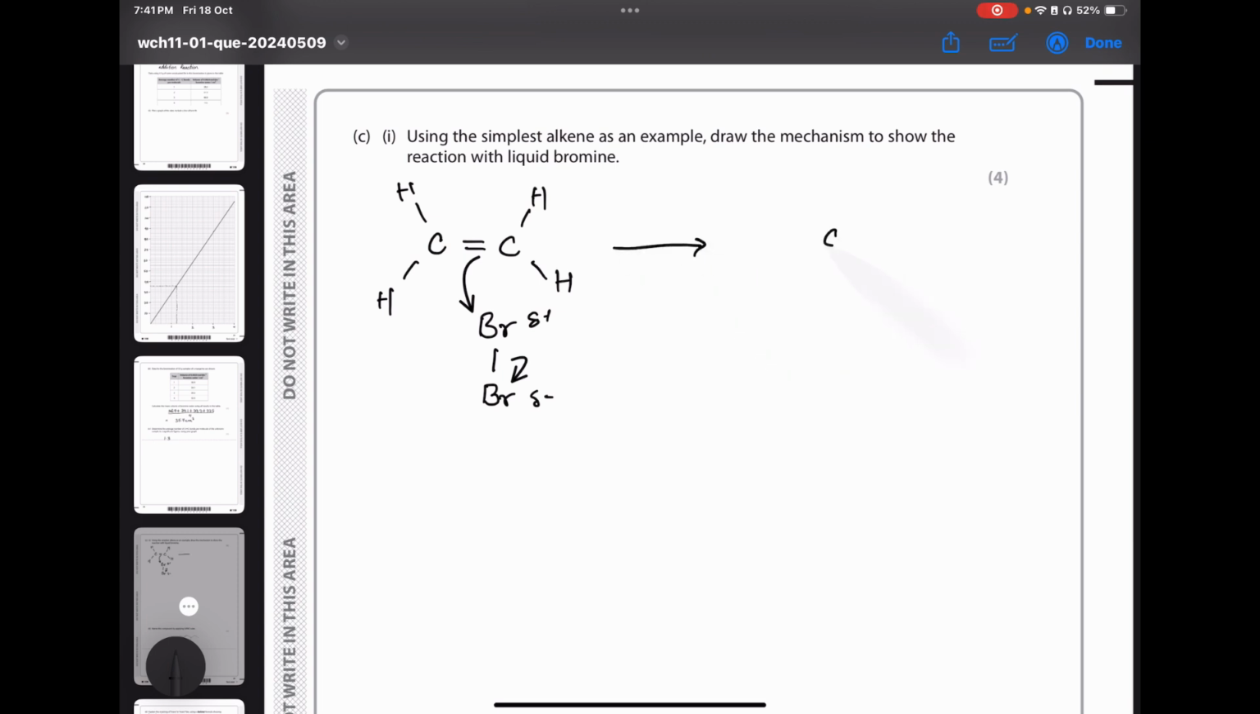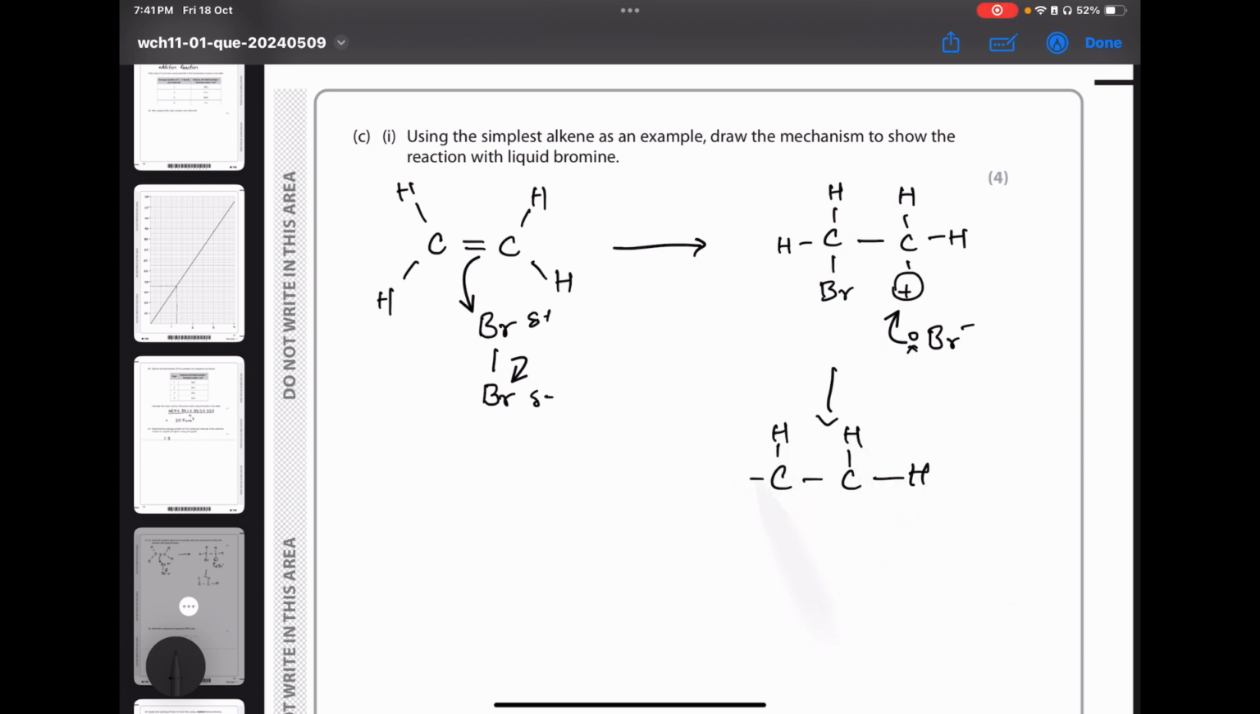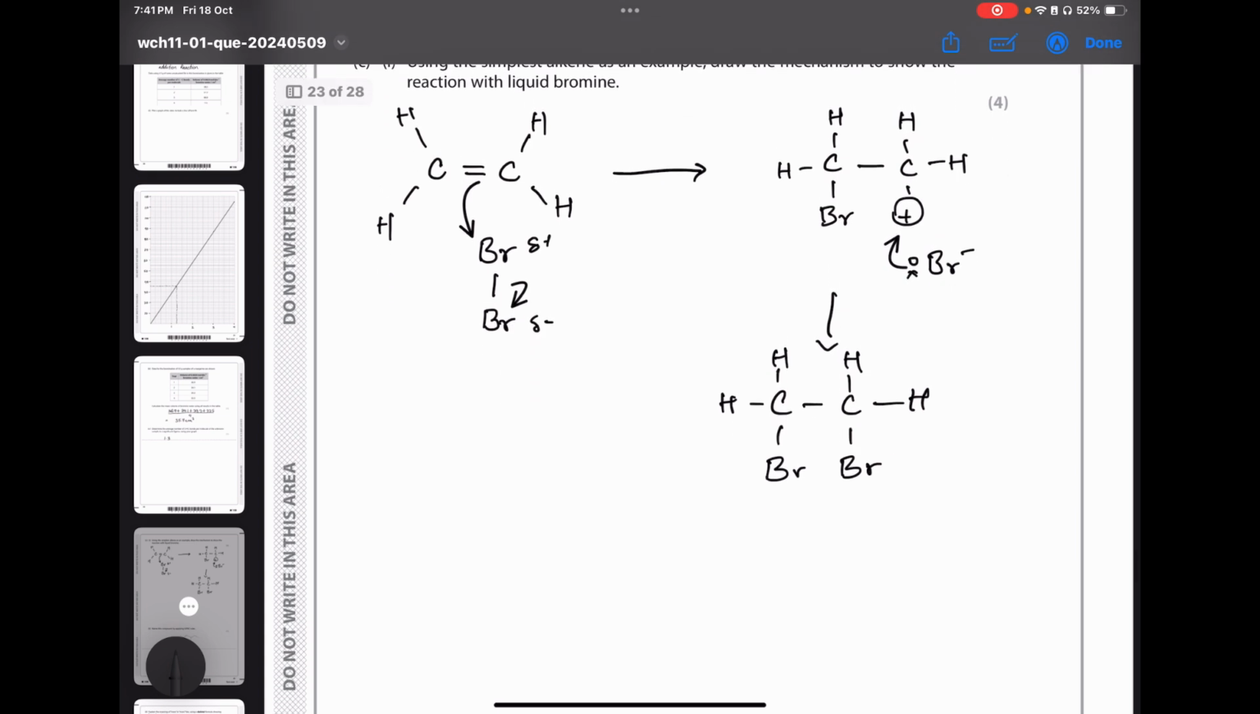Then we will get hydrogen, hydrogen. One of the bromine is going to be added up here. The carbocation forms here. And the Br minus is going to go in this carbocation. And we get our product. And the name of this product is going to be 1,2-dibromoethane. They did not ask for the name, so we're just not going to think about it. Okay.